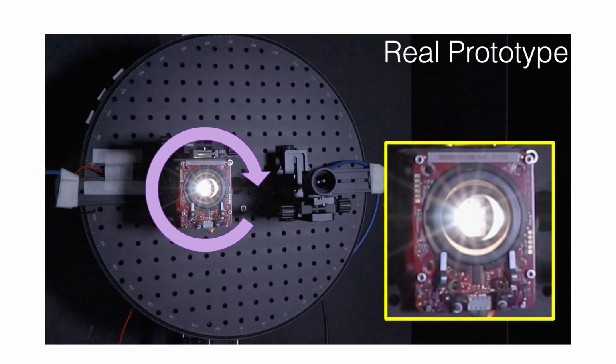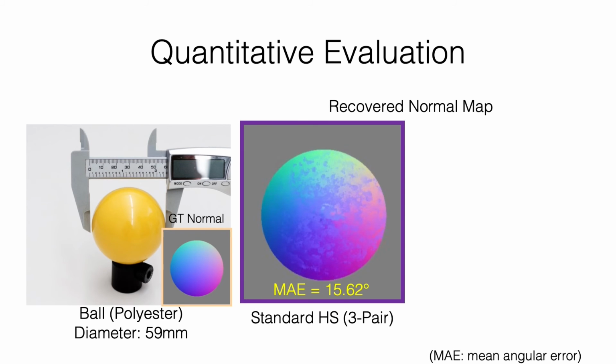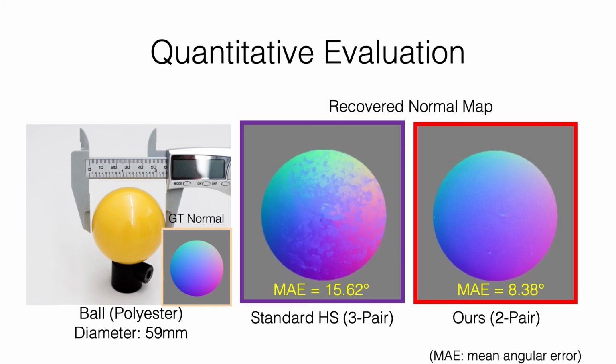At each position in a pair, we capture 2 polarization images under orthogonal polarized lighting by turning the light source polarizer. We quantitatively evaluate our method by reconstructing a billiard ball with known diameter. We compare the normal map from the standard Helmholtz Stereopsis that is done with 3 pairs with our 1 pair and 2 pair results.